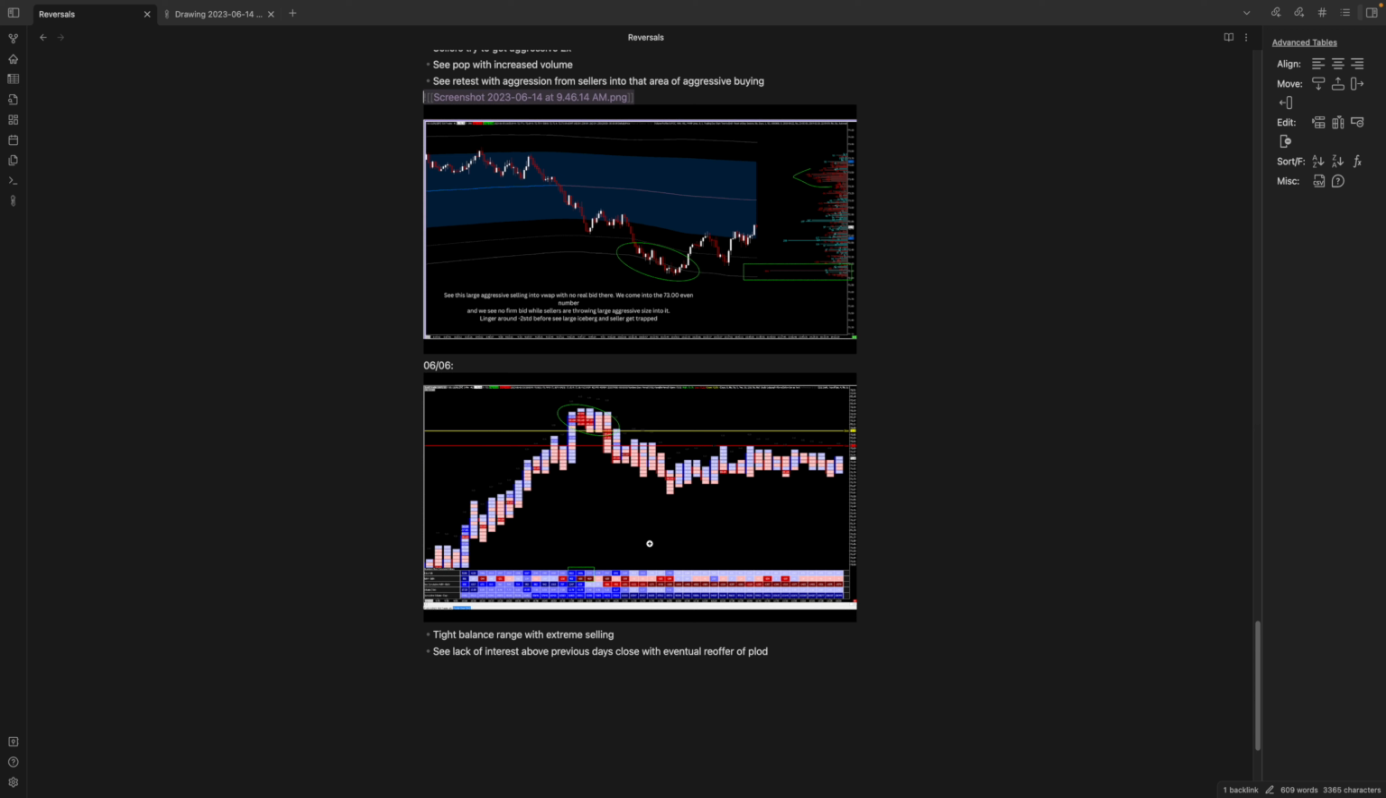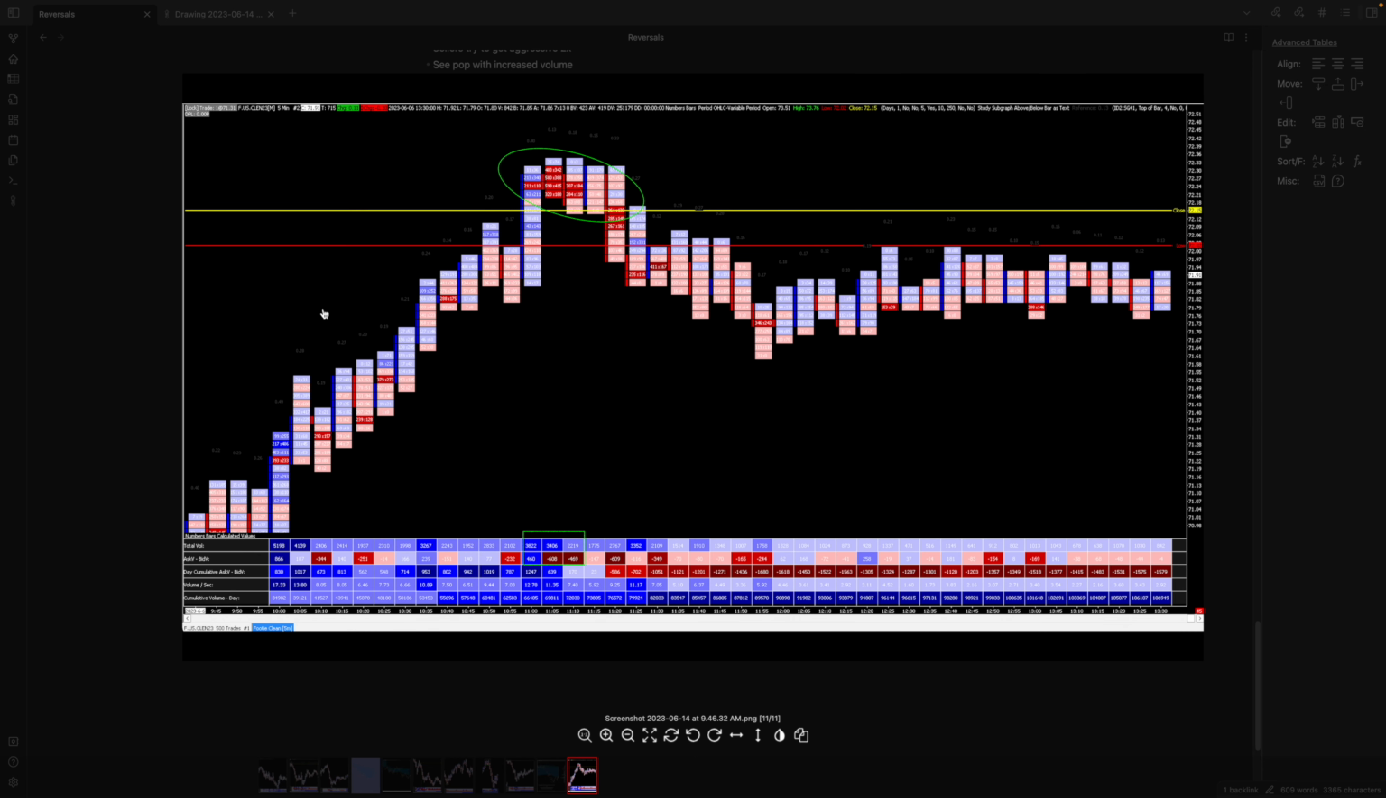And then next up is this example of tight balance range with extreme selling, and we see lack of interest above the previous day's close with an eventual reoffer of the previous low of day. So see a move up on low volume, then see this increase in volume with tight range. You have 0.13, 0.18, 0.15, 0.33, and it's an important reference area. You know, we gap down, we finally close the gap, so it's all about using confluence and context. Close the gap, now at the previous day's close. This is aggressive selling here. You don't really see anything from buyers, right? You then see them break us and then delta flip from positive to negative.